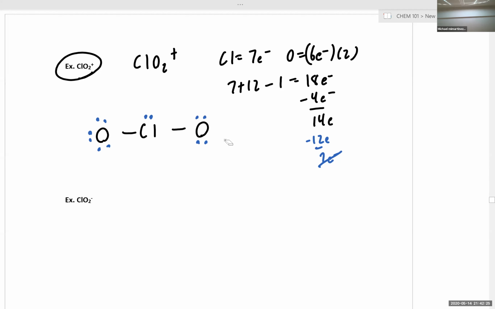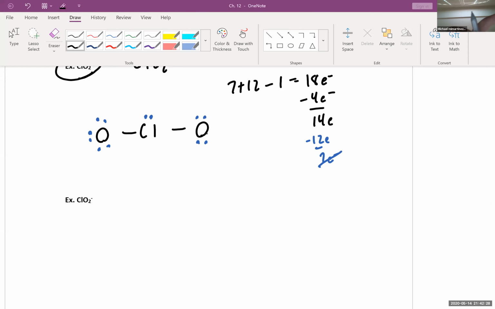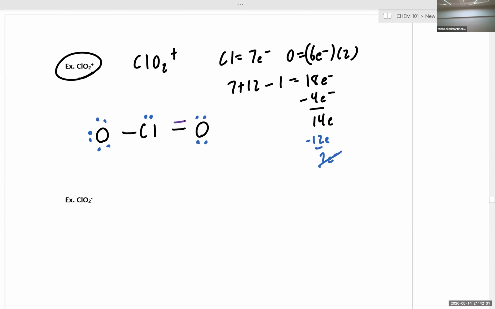No. So we're going to take one of our lone pairs and use it to form a double bond. Now, if we look at our formal charges, the formal charge of oxygen is -1. What is the formal charge of chlorine? Take a minute and calculate it. Let's see, we have 7 minus 3 minus 2, yep, plus 2. Chlorine for sure doesn't want a plus 2 formal charge.